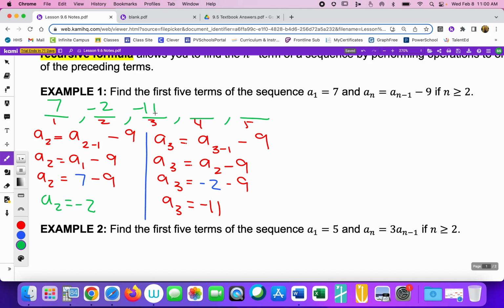Now, if you notice the pattern, you're just subtracting 9 from the previous one. So could you speed that up a little bit? Yeah. Okay. So now I'm going to take negative 11 minus 9. Negative 20. Minus 9. Negative 29.